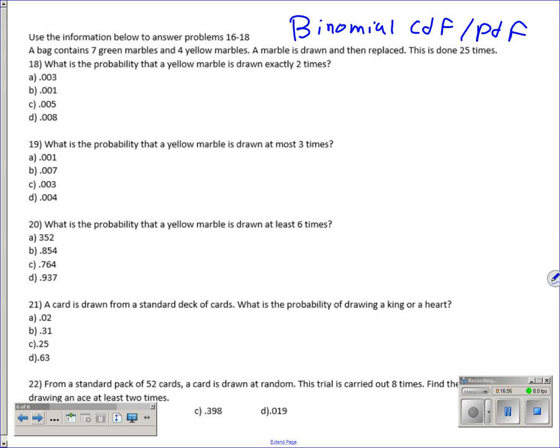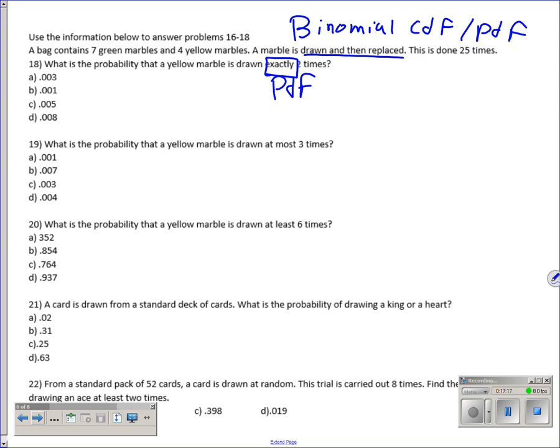The marble is drawn and then replaced, and this means that it's independent, which makes it binomial. And this is done 25 times. What is the probability that a yellow marble is drawn exactly 2 times? There is your keyword. If you ever see exactly, you need to know to use PDF.